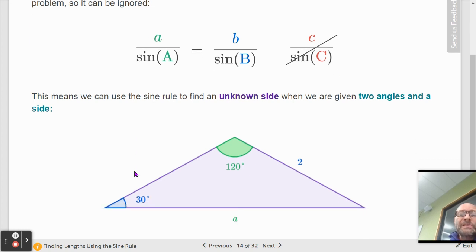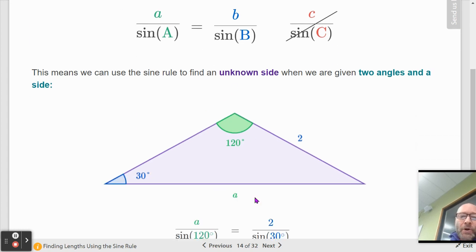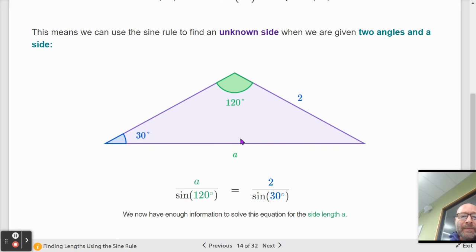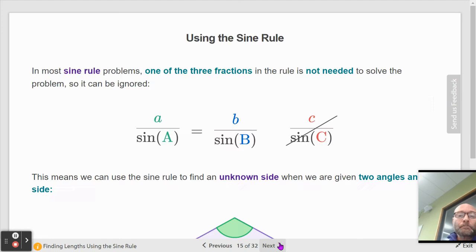This means we can use the sine rule to find an unknown side when we're given two angles and a side. You want to make sure that one of those angles and sides are opposite from one another, and here's how we set it up. The length of side A divided by the sine of 120 is going to be equal to 2 divided by the sine of 30. Now we have enough information to solve for the side length marked A.